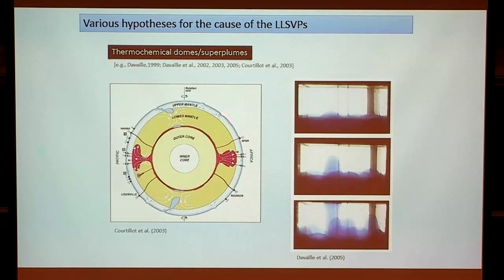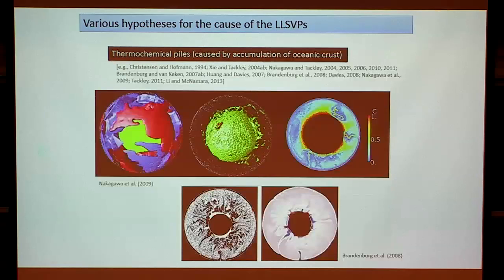So here's a cartoon of the hypothesis, motivated by some laboratory experiments. These are experiments done in a big tank with different materials in there. Another hypothesis is that there are thermochemical piles caused by the accumulation of oceanic crust. Mineral physics experiments have shown that basalt becomes more dense than the surrounding mantle at high pressures.